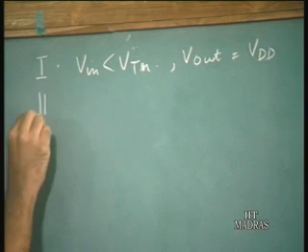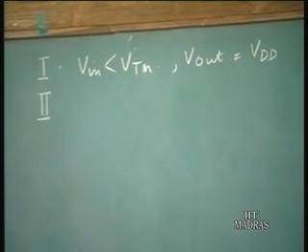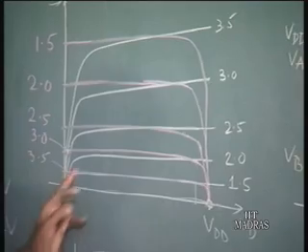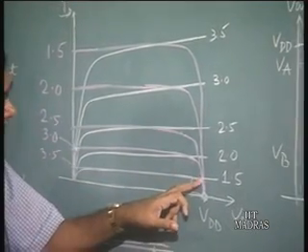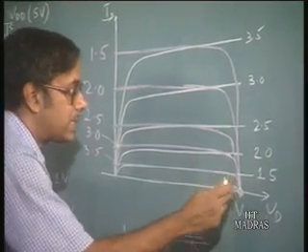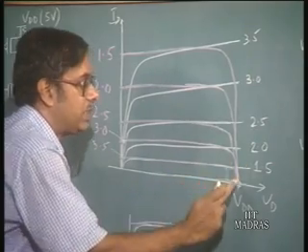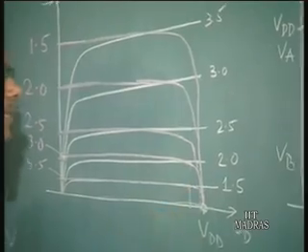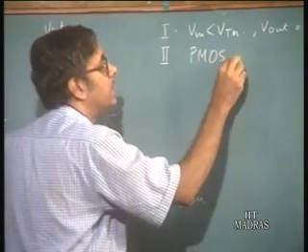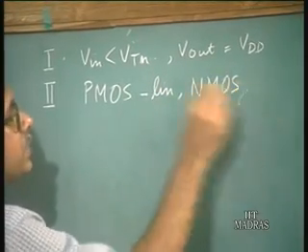Now if you look at region 2, the NMOS transistor has come into conduction. Say region 2 is at 1.5 volts input. This is the point of intersection, this is the operating point. The NMOS transistor is in the saturation region of operation, whereas the PMOS transistor is in the linear region of conduction. PMOS, this is a load transistor, is in the linear region of operation. NMOS is in the saturation region.